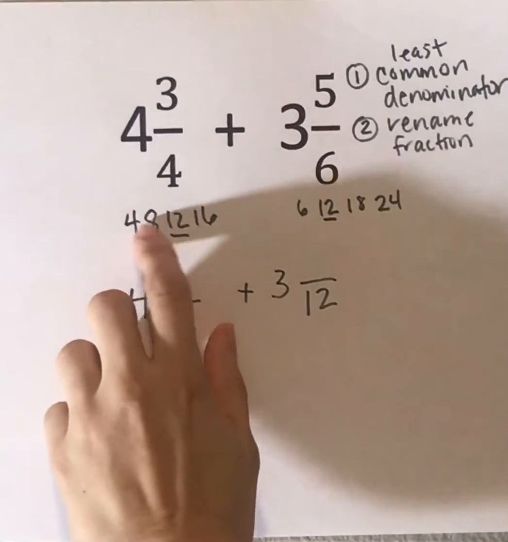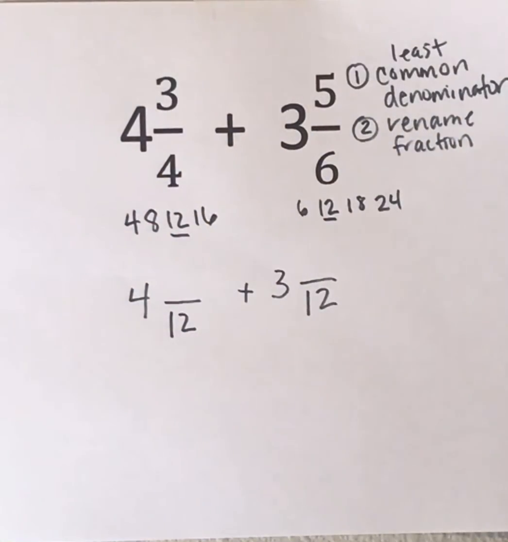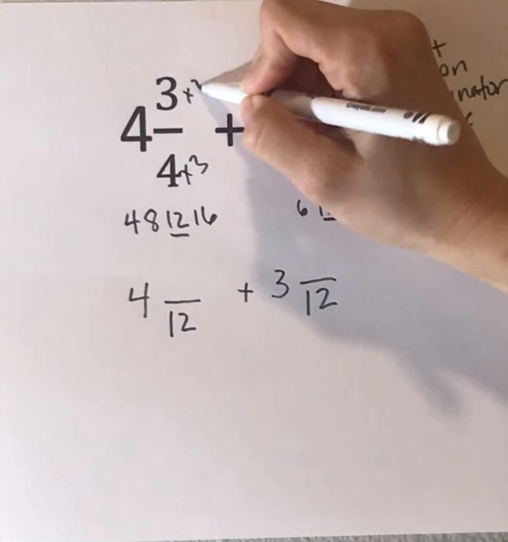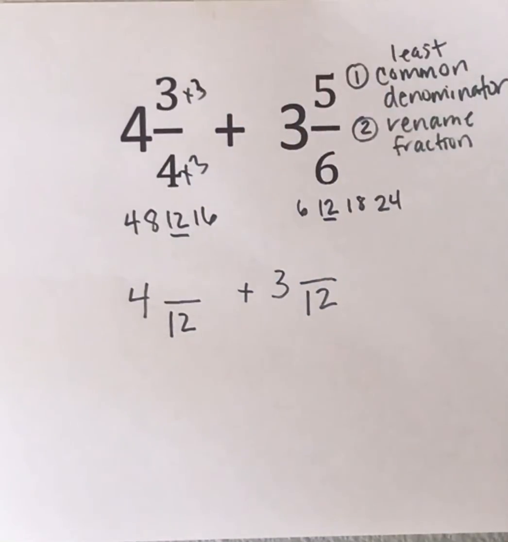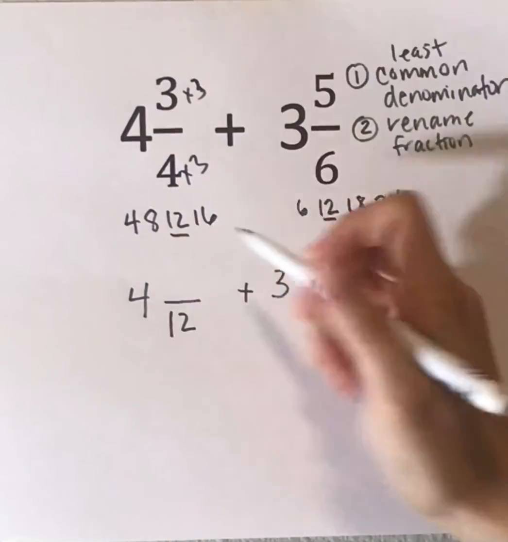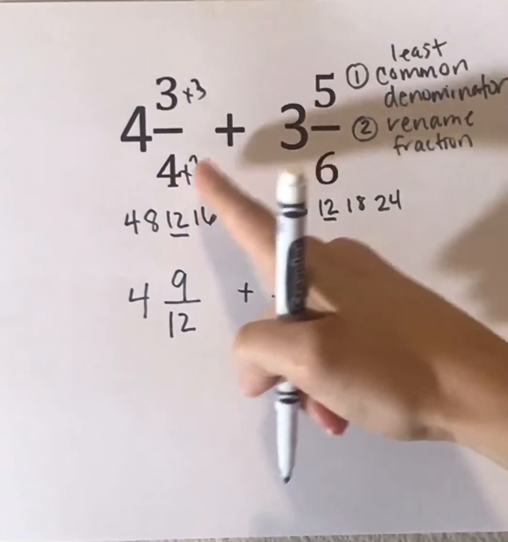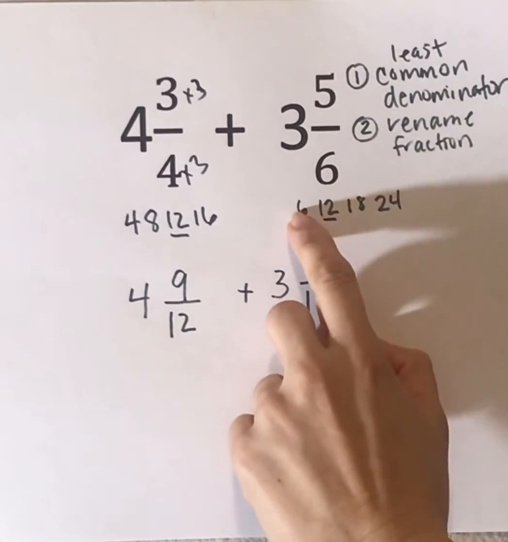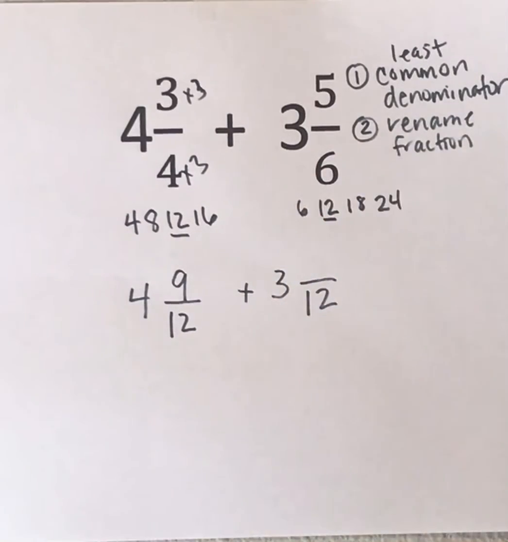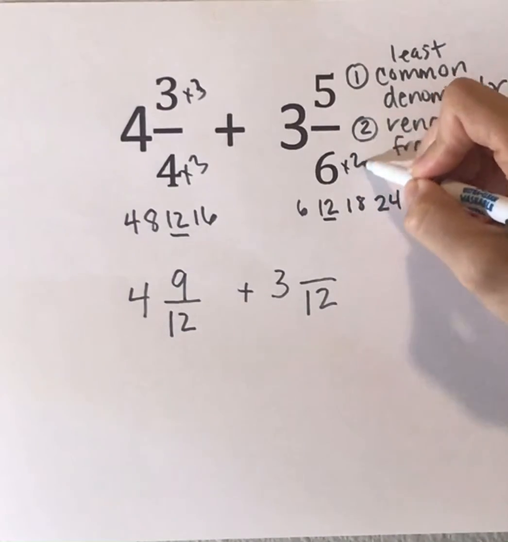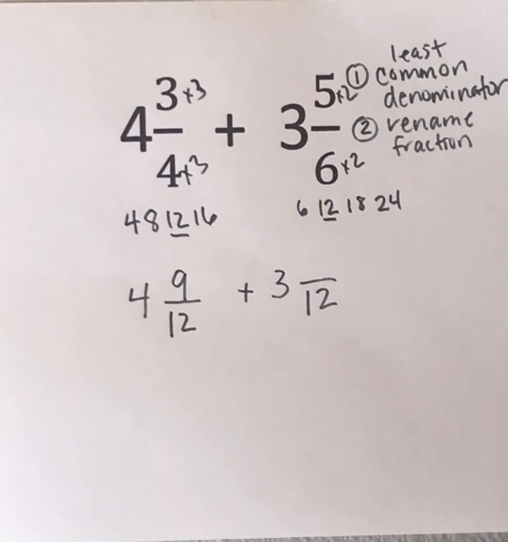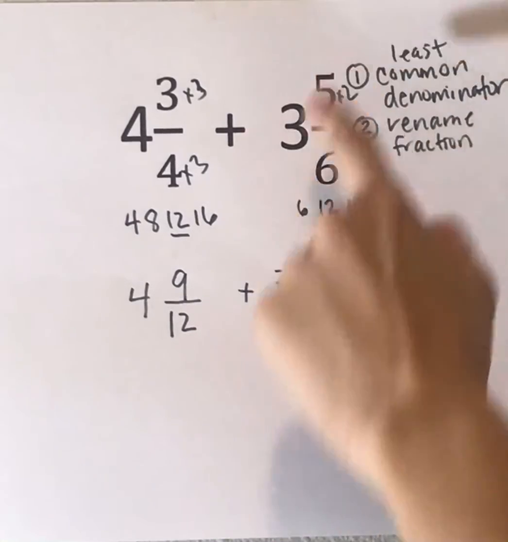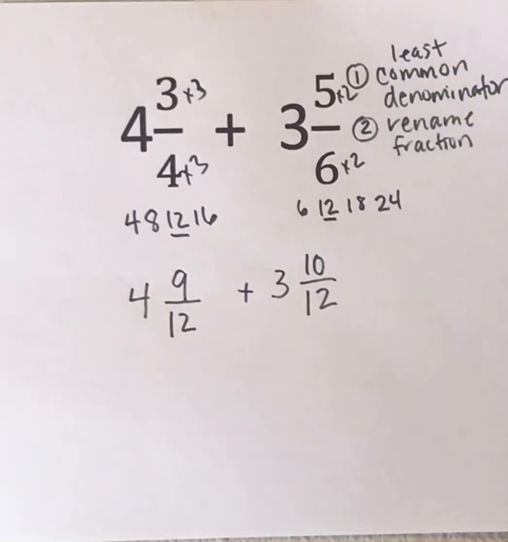So if you look, 4 times 3 gives you 12. That means I'm going to multiply this by 3 and the top by 3. So 3 times 3 is 9. 4 times 3 is 12. Next, if you can see here, 6 times 2 is 12. So we're going to times this by 2. We're going to times that 5 by 2. So this now becomes 10/12 because 5 times 2 is 10, 6 times 2 is 12.